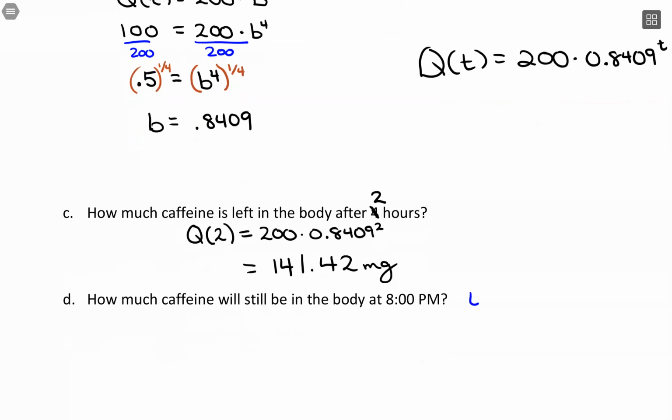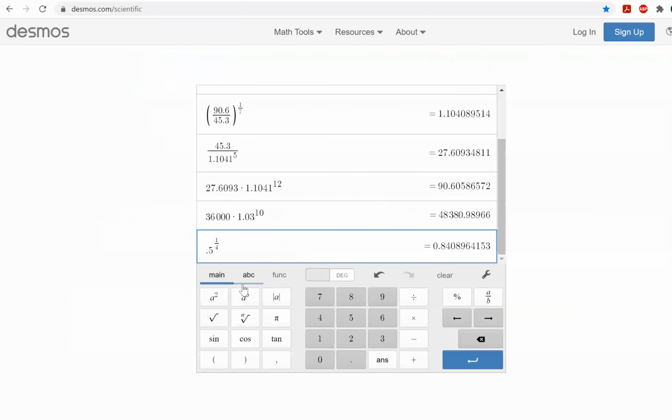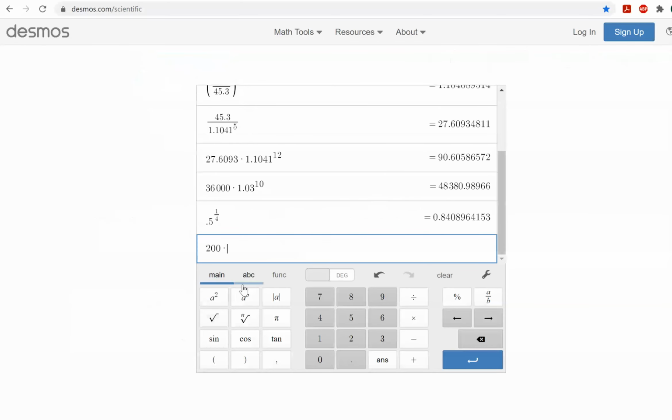How much caffeine will still be in the body at 8 p.m.? So this is the idea of 12 hours later. So if T is 12, so Q of 12 equals 200 times 0.8409 to the power of 12. And let's actually look at this one in the calculator. So 200 times 0.8409 to the 12th power. So 25.0013, or maybe about 25 milligrams.